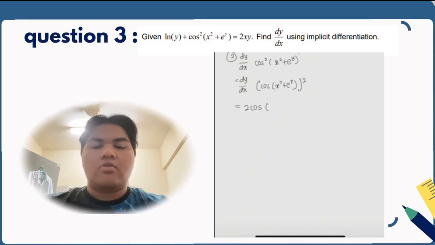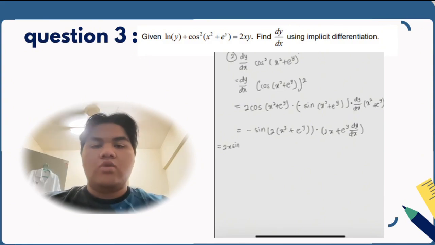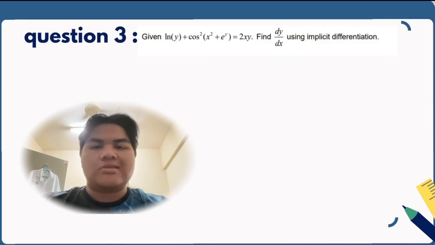First layer, bring down the power of 2 using the power rule, leaving the inside untouched. Second layer, multiply by the derivative of cosine, which is negative sine. Third layer, set up the derivative of the innermost angle. We can clean up the front using the double angle identity. Now, differentiate the inside: x squared becomes 2x and e to the y becomes e to the y dy over dx. Distribute the negative sign through so that the dy over dx part is completely split from the rest.